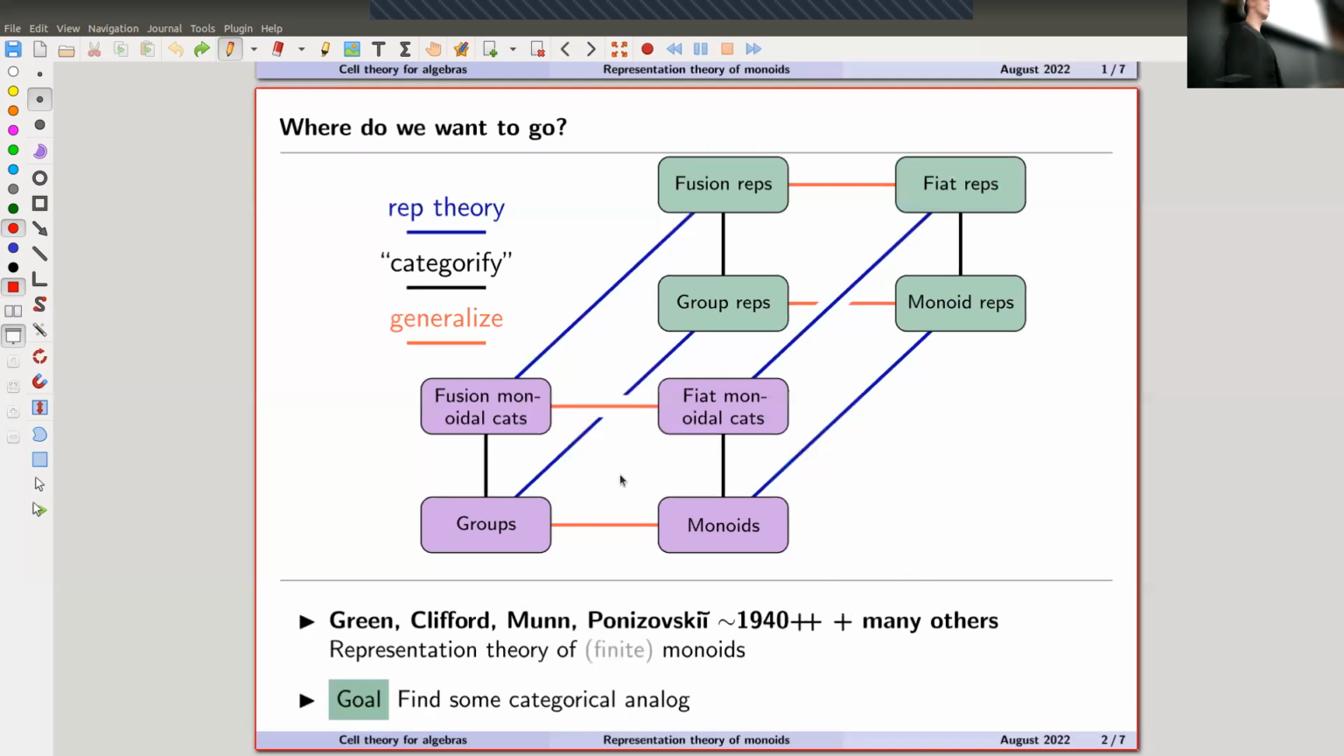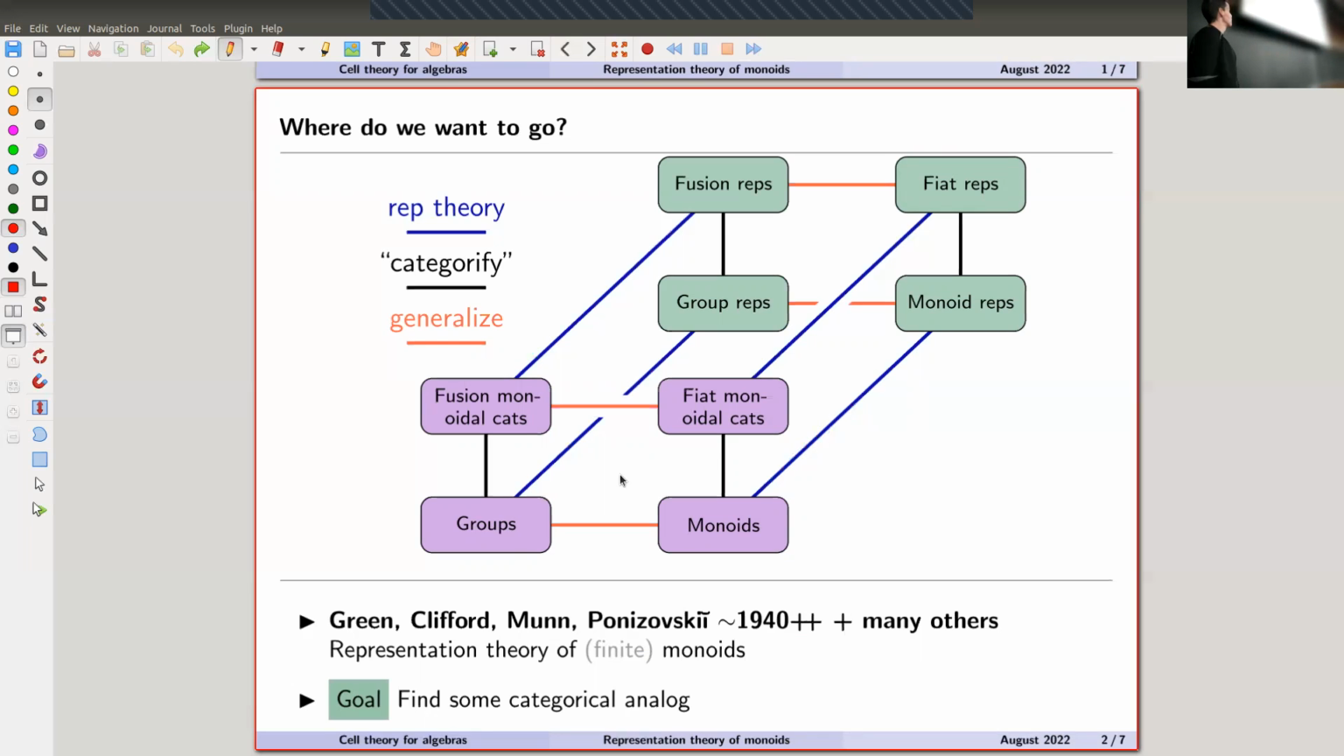So I have this little cube here, and in the front, representation theory goes to the back. Categorification, whatever that means, goes to the north, and generalization goes to the, what is it, east, I guess. This is the kind of picture I have in mind. There's a theory of groups, and there's a theory of group representations, generalized by the theory of monoids, and the theory of monoid representations. And there's a categorification, whatever that means, using fusion categories, for example. Whatever that is right now doesn't really matter for now.